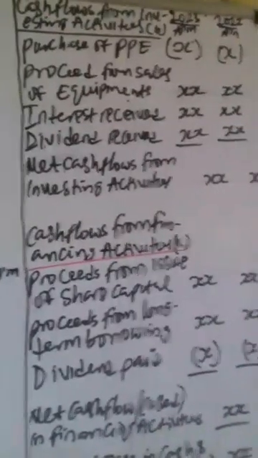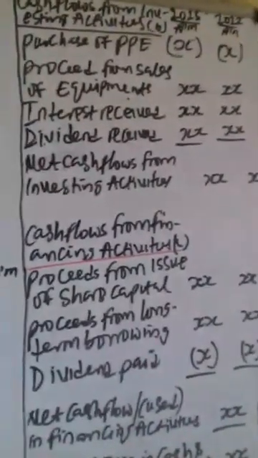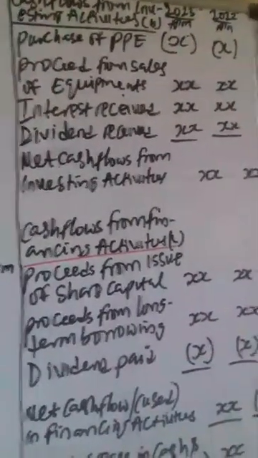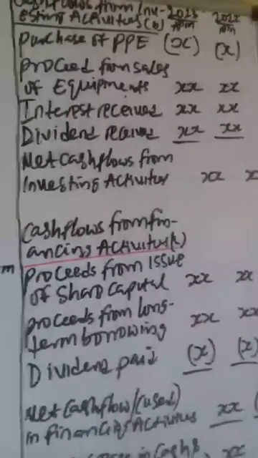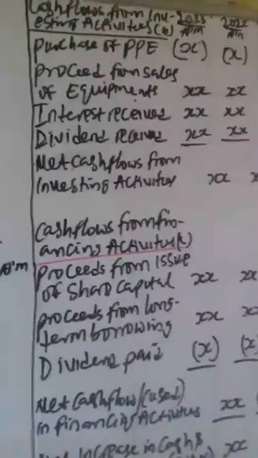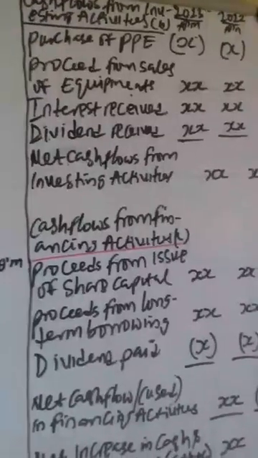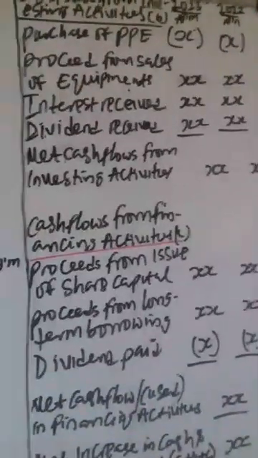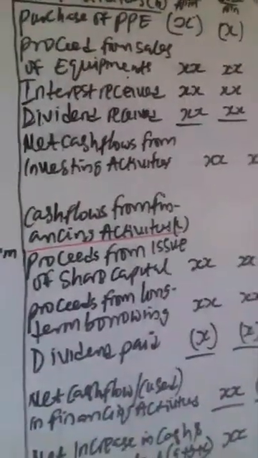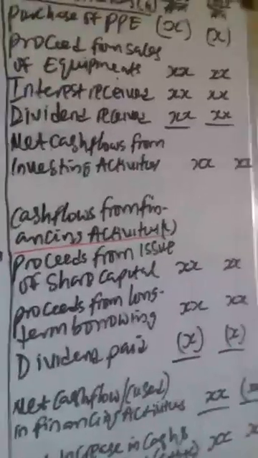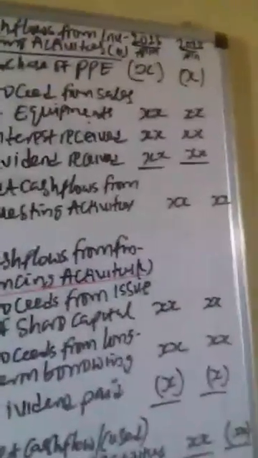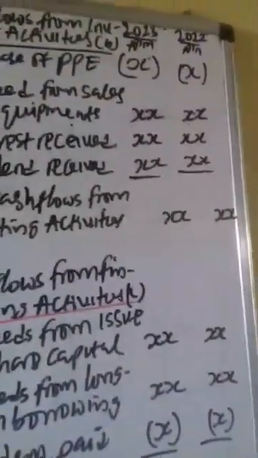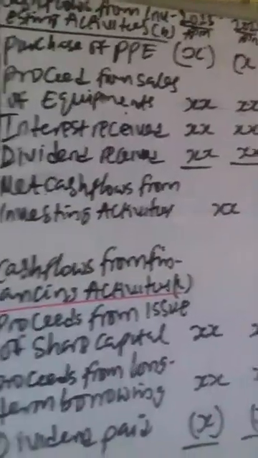Proceeds from sales of equipment also is an inflow. Interest received, which was reclassified from investment income earlier, is an inflow. Dividend received, inflow. And the total there will be net cash flow from investing activity. You can see that I put it in the menu. All right. Closer look.